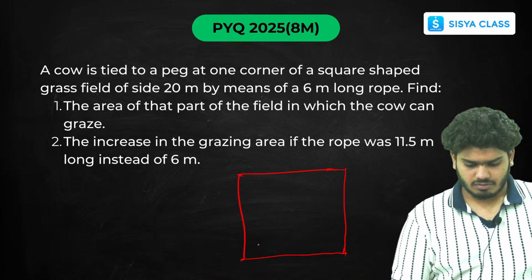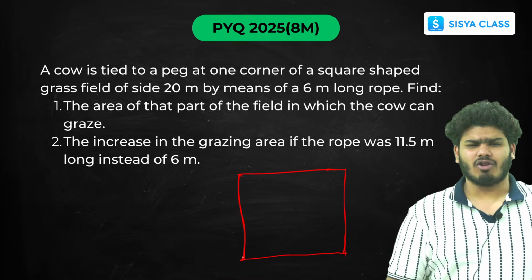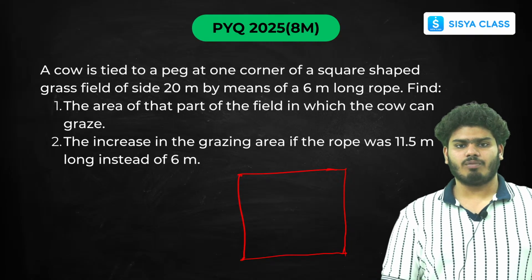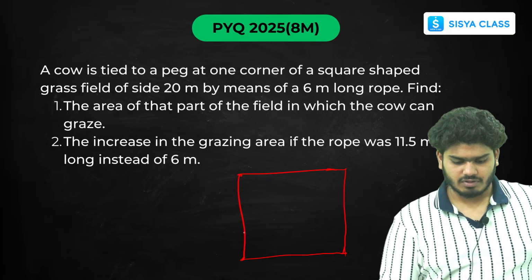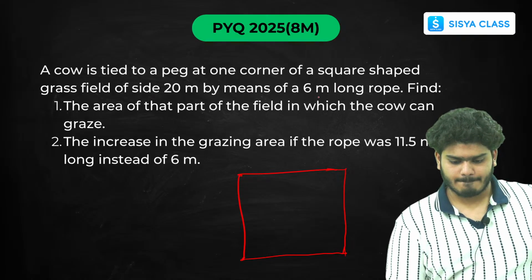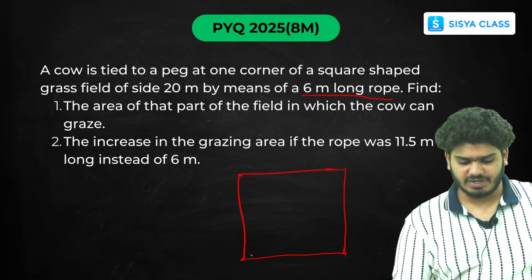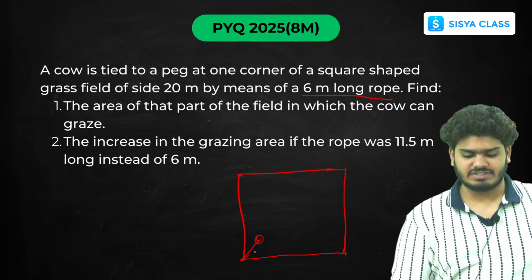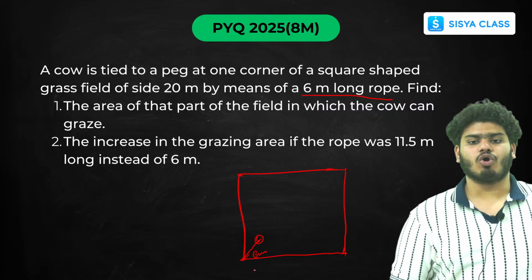Okay, so that means there is a nail or a rod. A cow is tied to that rope with a radius of what is the length of rope here? 6 meters, right? For example, here there is a cow. So you have tied the cow with a 6-meter long rope, right?